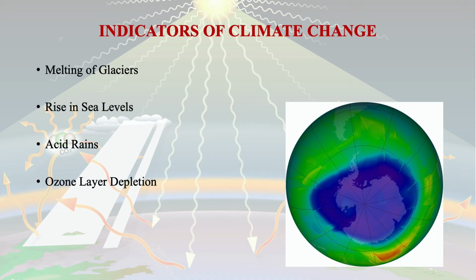So far we have seen the reasons. What are the indicators for climate change? That is the melting glaciers, rise in sea levels, acid rains and ozone layer depletion. Melting glaciers have a direct impact as far as India is concerned, because in India, for example, Gomukh glacier is one of the largest and a source of river Ganga.